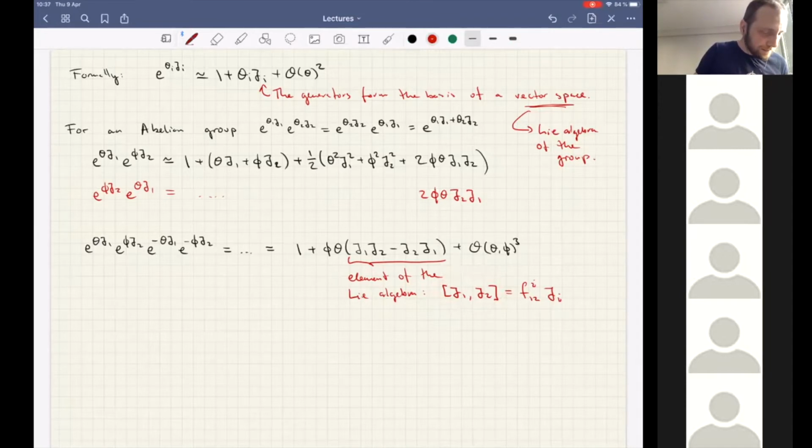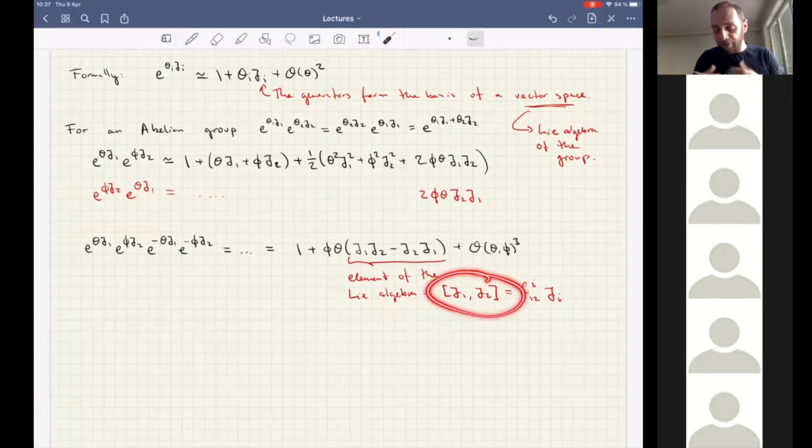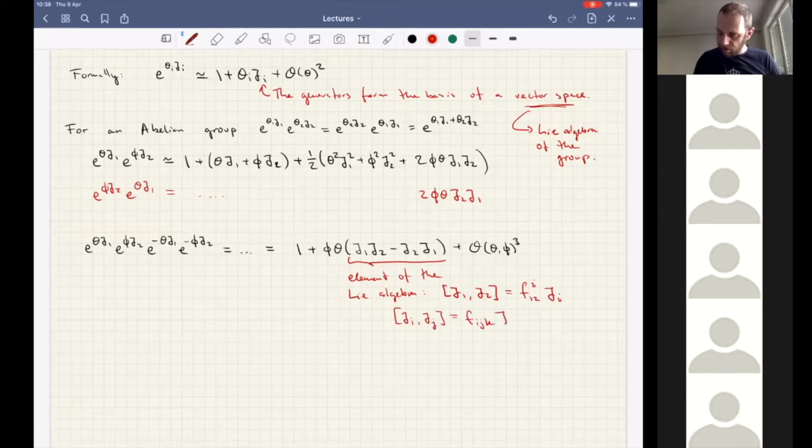Okay. So this is a binary antisymmetric map, because you can also see that it's antisymmetric: if I change the roles of 1 and 2, then I change the sign here. And in general, of course, you would have the commutator of Ji and Jj equal to some Fijk Jk. And these F's are called the structure constants.